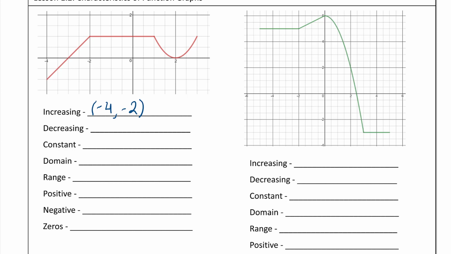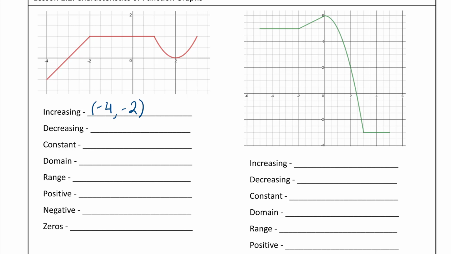But if you choose to use brackets on increasing or decreasing or constant, you could end up being wrong at some point if you're not paying attention to where there might be an open dot or an asymptote or something like that. So I think it's safer just to use parentheses. Anyway, let's get back to what we're doing here.